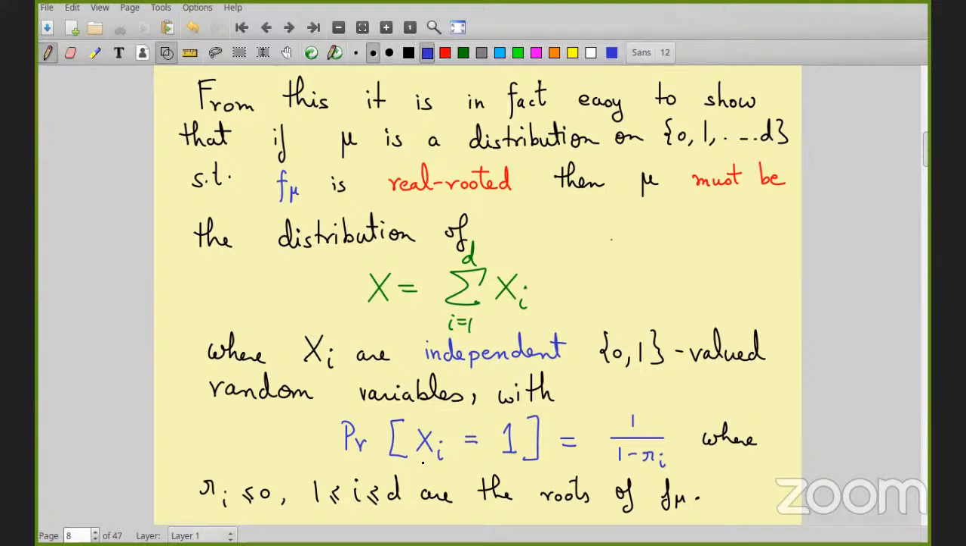If in general the polynomial does not have real roots, can I do the same thing to conclude that it is the sum of independent random variables, each of which can take at most three distinct values? Because the polynomial will factor into a product of quadratics and linears. Yeah, but the quadratics need not have positive coefficients in general. Oh, okay.